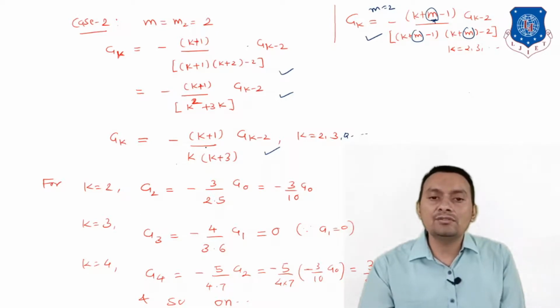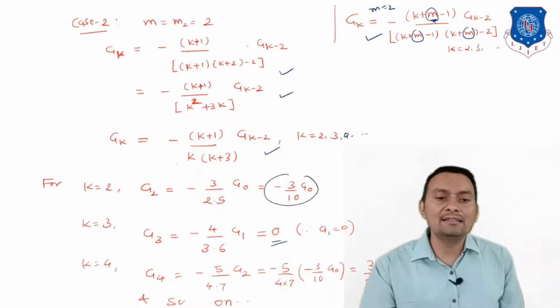K equal to 3, so what I will get, 3 plus 1, that is 4, divided by 3 times 3 plus 3, that is 6, but minus is there, and 3 minus 2 is going to be 1. But a1 is nothing but 0, so we will get answer 0. K equal to 4, so we will get a4, and a2 is there, so just replace it, and simplifying you will get 3 divided by 56 times a0, and so on.